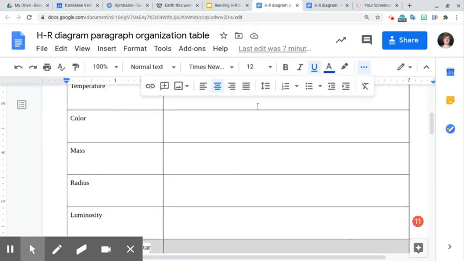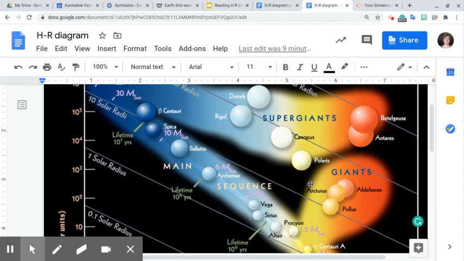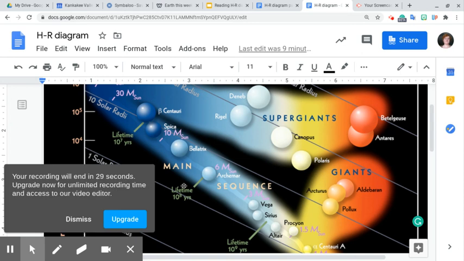Next one, radius. Radius are these diagonal bars right here. 1 solar radius means it's about the same radius as the sun. 10 solar radius is about 10 times larger than the sun by radius. And so again, if it's somewhere halfway in between, you're going to go ahead and make that estimate.